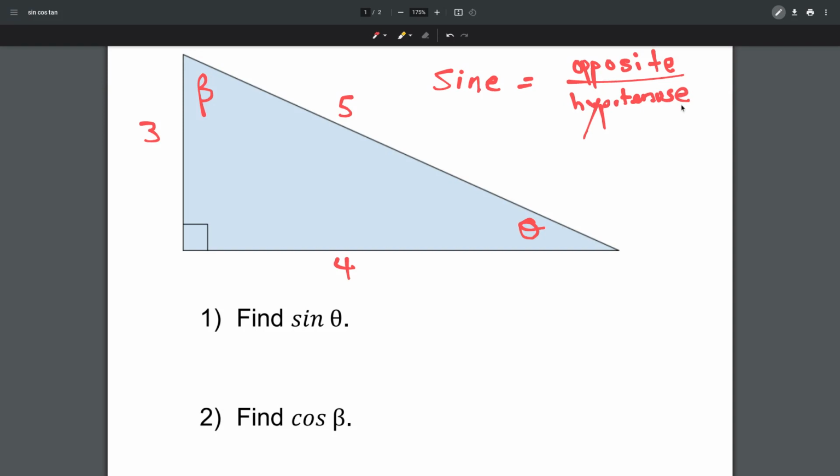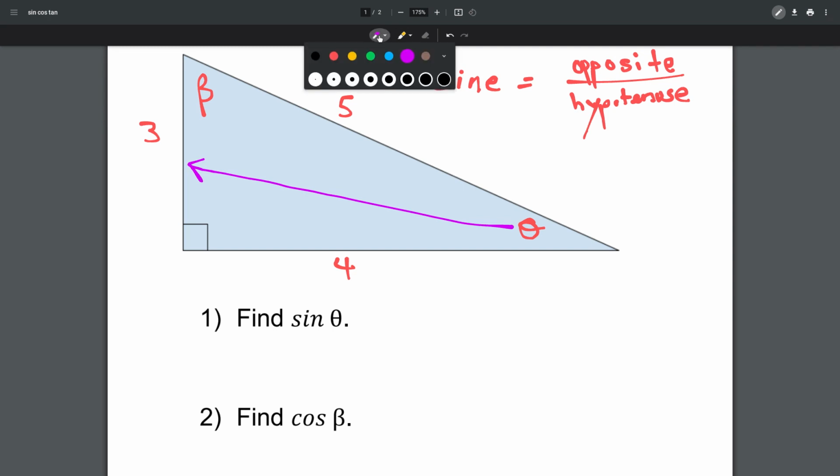To find the side opposite the angle in a right triangle, all we do is we take the angle, so this angle theta, and we draw a straight line out and hit the side here, and that's going to be the opposite side. So the opposite side, the length here is 3, and the hypotenuse is actually the side that's opposite the right angle, and it's the longest side in a right triangle. So 5 is our hypotenuse in this case.